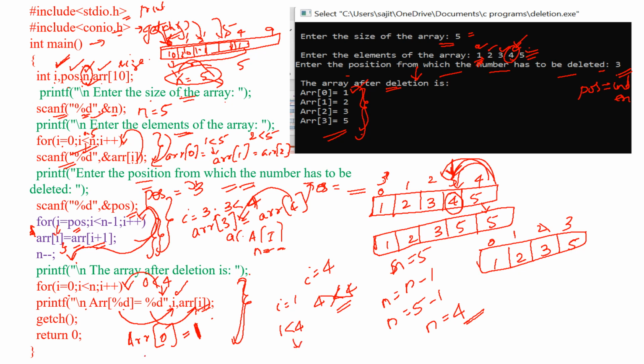Again, it will be replaced by array of 1 is equal to, array of 1. What is the value now? 2, right? So you will be getting 2. Array of 1 is equal to 2. Similarly, now array of 2 is equal to 3. Array of 3 is equal to 5. So this is how you are getting your output.